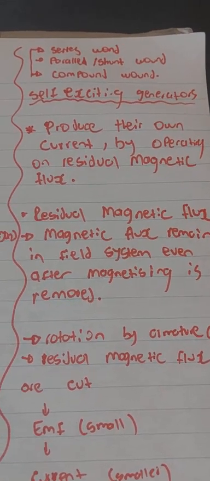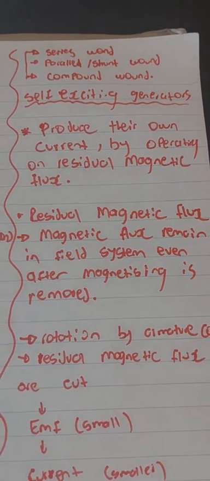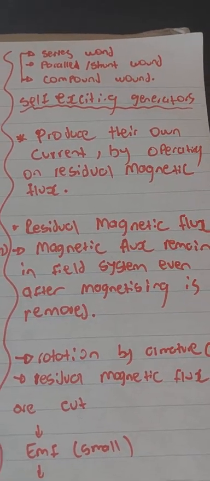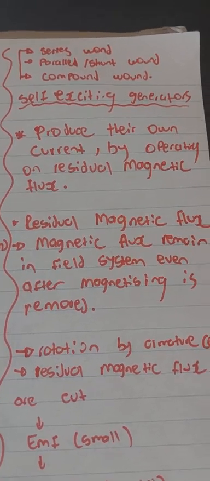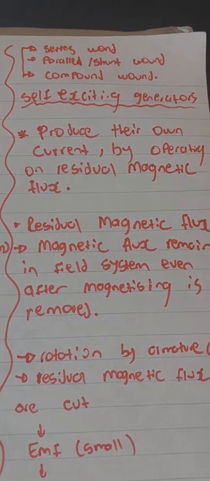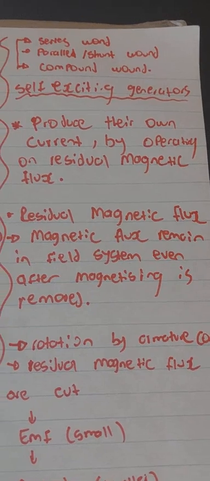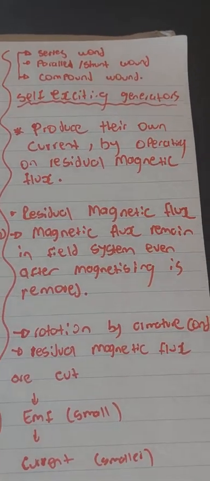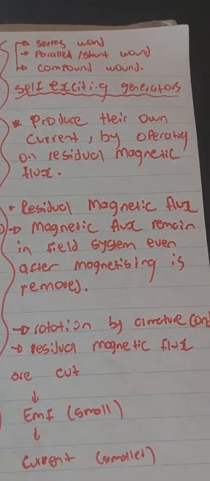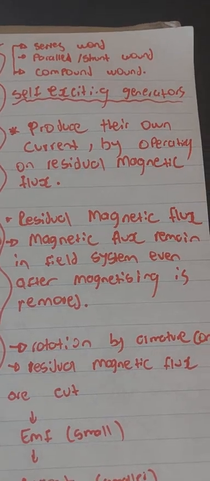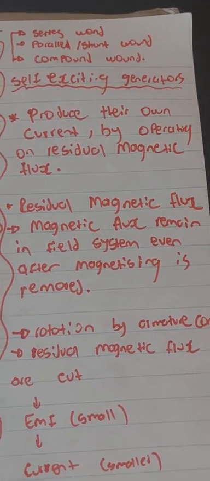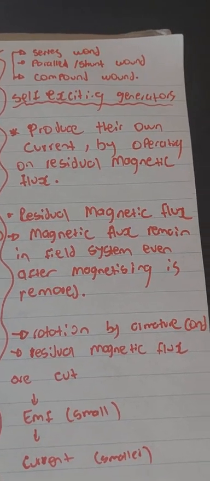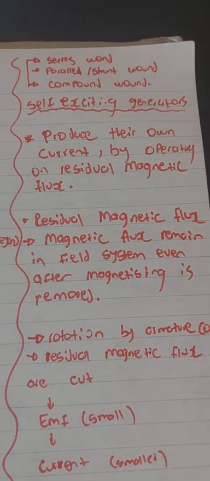Okay, guys, so self-exciting generators create their own current by depending on residual magnetic flux. So what is the residual magnetic flux? Residual magnetic flux is the magnetic flux that gets left behind during magnetizing. The definition is: magnetic flux remaining in the field system even after the magnetizing force is removed. So it remains behind even after magnetizing is removed, guys. That is the definition, you must know it.